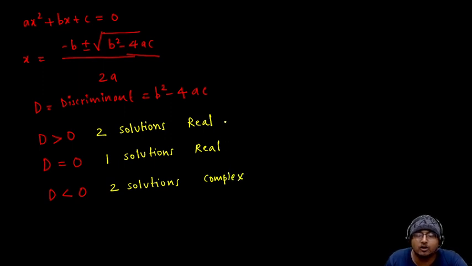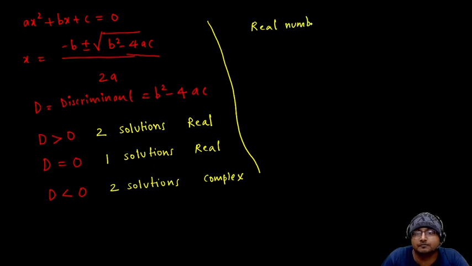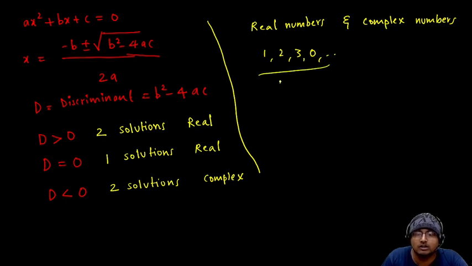First of all, I have to tell you the difference between real numbers and complex numbers. In our earlier lectures, we have already discussed the differences between real numbers and complex numbers. So what are real numbers? Suppose I say 1, 2, 3, 0. These are all real numbers. Or 1.1, 1.2, even these are real numbers. Or 2 by 3, under root 3. These are also real numbers. But what are complex numbers?